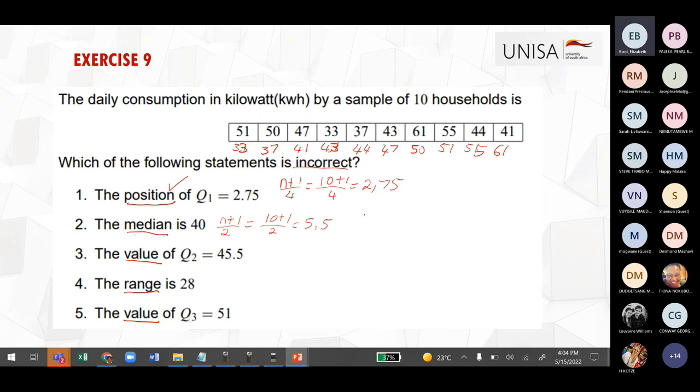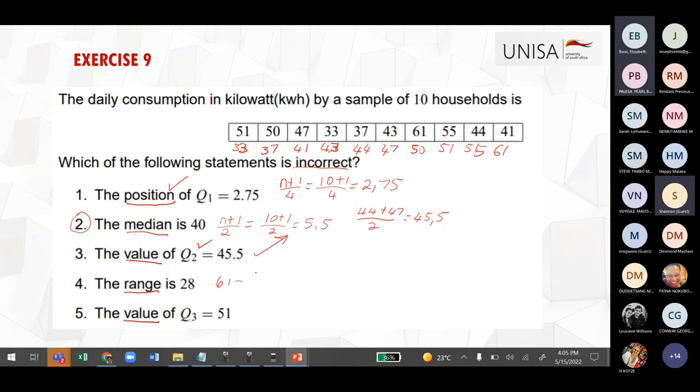5.5. It's between 44 plus 47 divided by 2, it's 45.5. Therefore, this one is the incorrect one. Quartile 2, it says the value. We don't have to calculate it because we did calculate it, we use the same. Quartile 2 and median are one and the same thing. So this is correct.